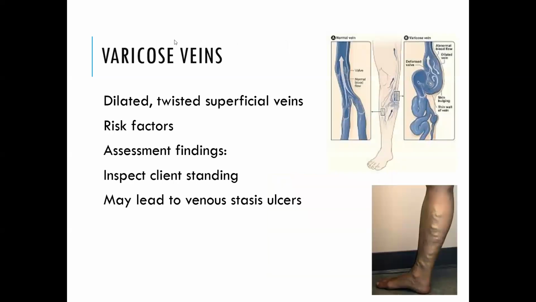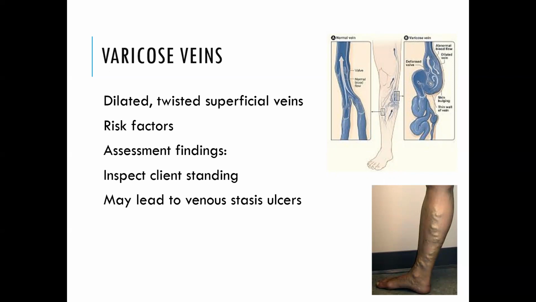Varicose veins. Some of you may have seen varicose veins on your clients before. So varicose veins are dilated, twisted, superficial veins. They can be some deeper ones, but we're seeing those superficial ones. They cause incompetent valves, and it causes backflow of blood. They're more common in women, and they're most common in the lower legs. They can affect the deep or the superficial veins. We tend to see more of the superficial just because we can see them easier, but the deep veins can be affected as well.